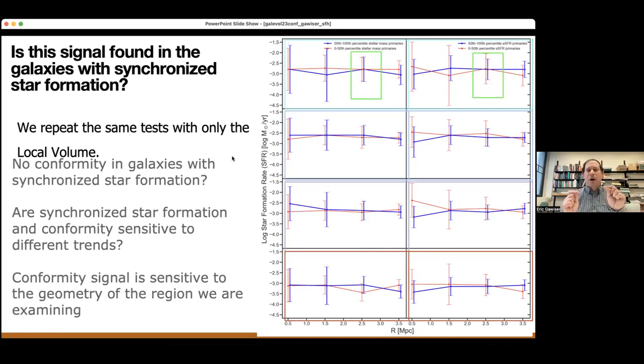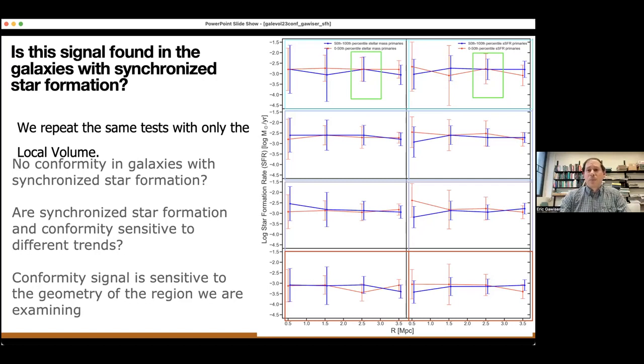That signal is being caused by local group to local volume pairs with a 2 to 3 megaparsec separation, and predominantly by local group secondaries to local volume primaries with that separation. This leads to a lot of questions. In particular, it appears the conformity signal is sensitive to the geometry of the region we're examining. One of the frustrating things about the local group and local volume is it's not easy to probe further out to get similarly sized volumes to see if not having the admittedly weird local group at the center would still generate a signal at 2 to 3 megaparsec separation.